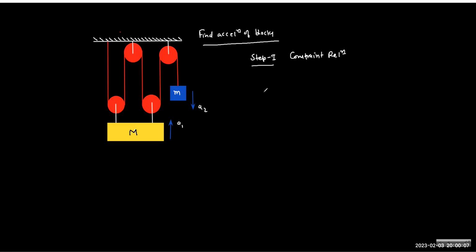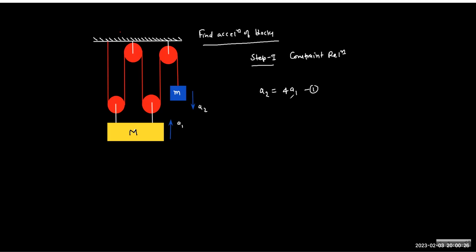So what is the relation? A2 is 4A1, right? Okay. So you are done with the constraint. You're done with the constraint.